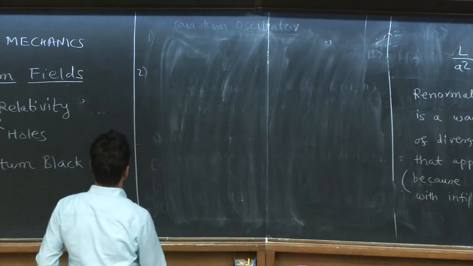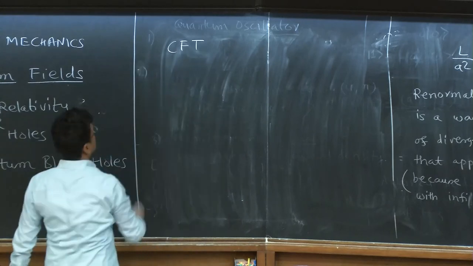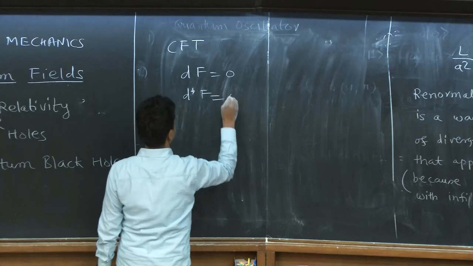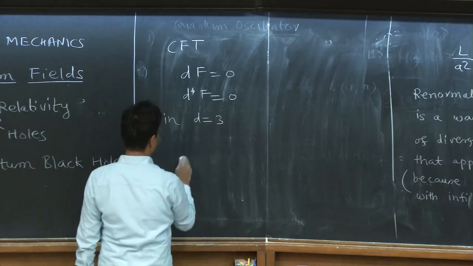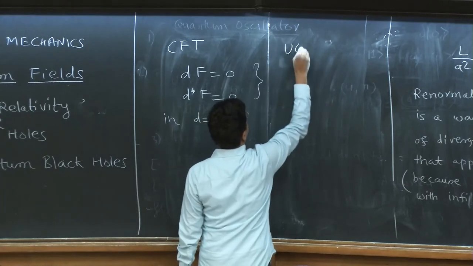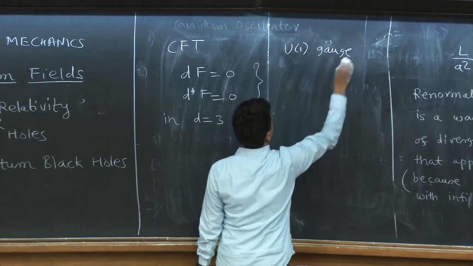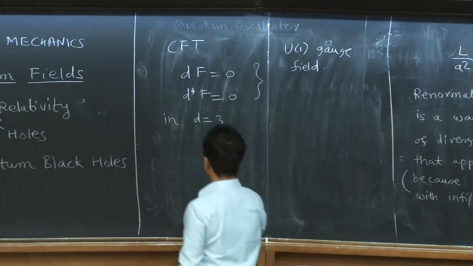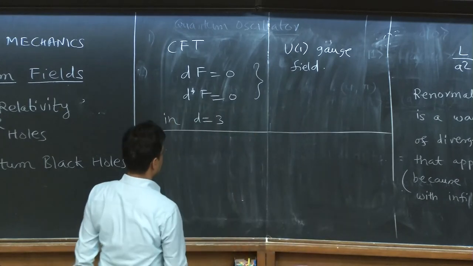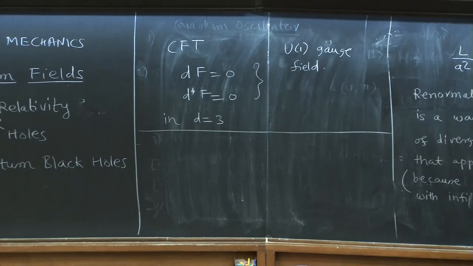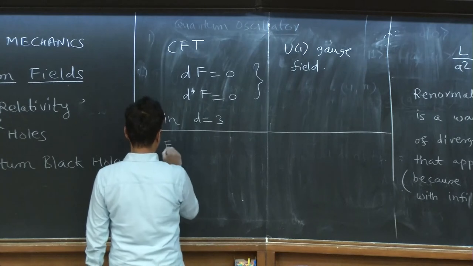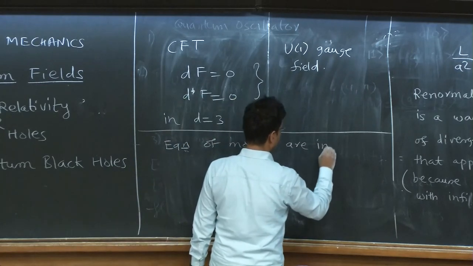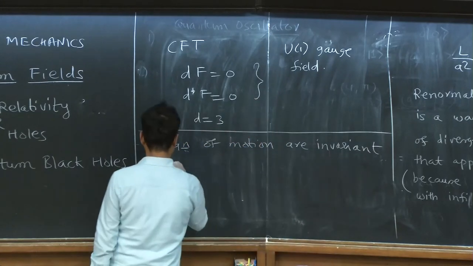There are other examples of conformal field theories. For example, the theory that we wrote down, dF equal to 0, d star F equal to 0 in 4 dimensions, d equal to 3. This is for the Maxwell U(1) gauge field. It's also conformally invariant. What exactly do we mean by a conformal transformation? Another way to state a conformal symmetry is that the equations of motion are invariant under, if you had a curved manifold, then they are invariant under Weyl transformations.